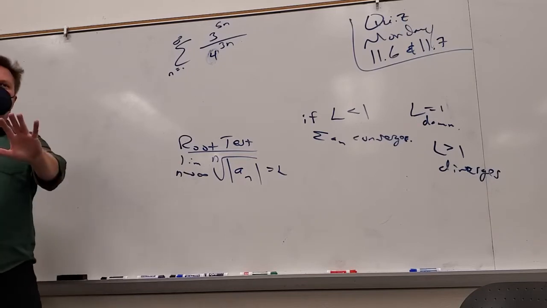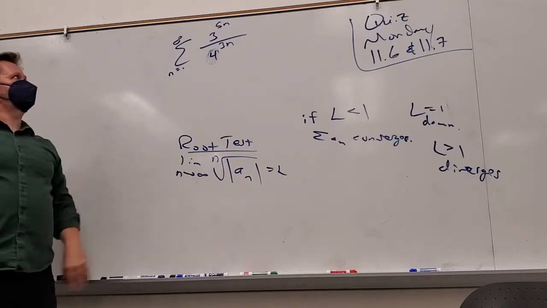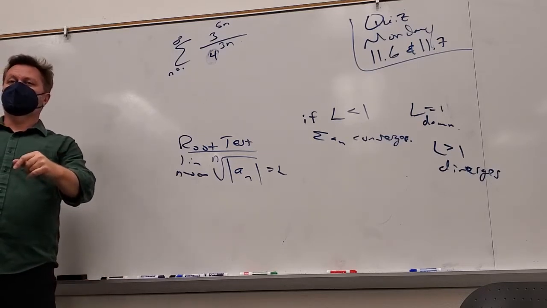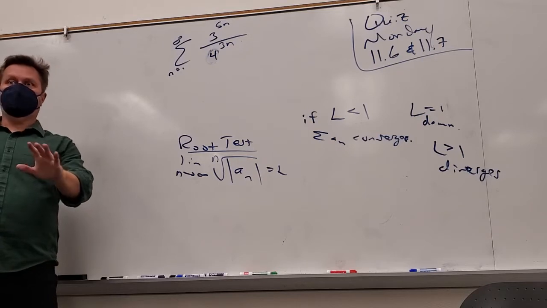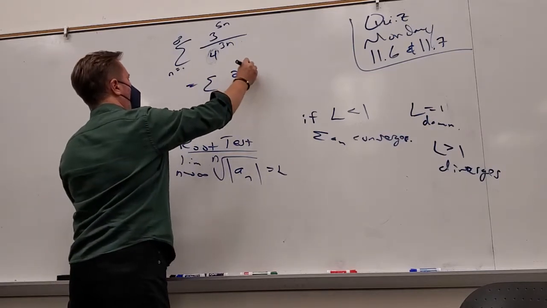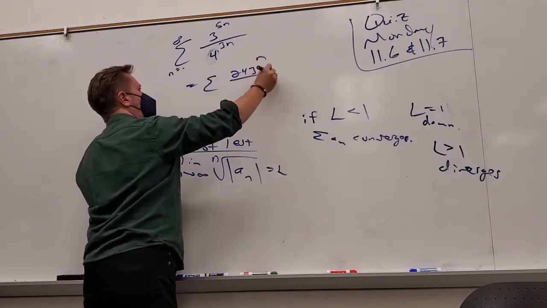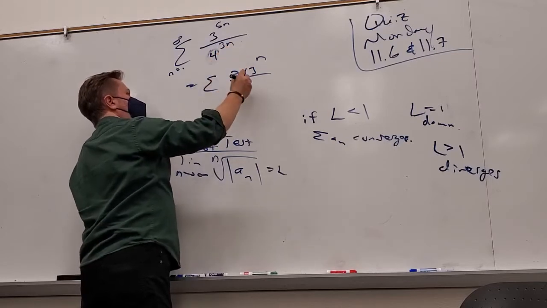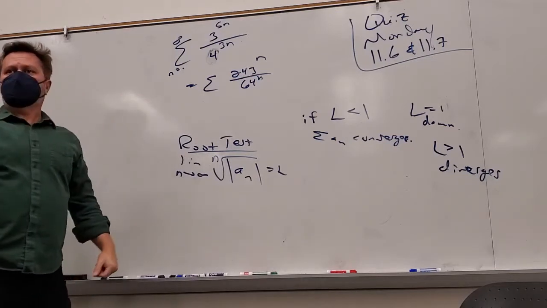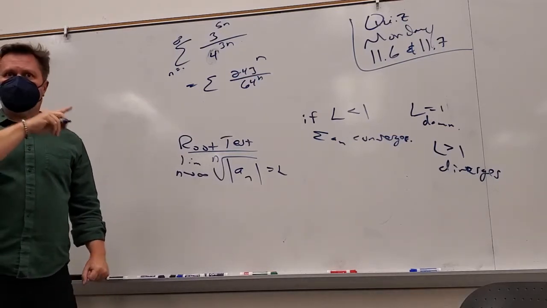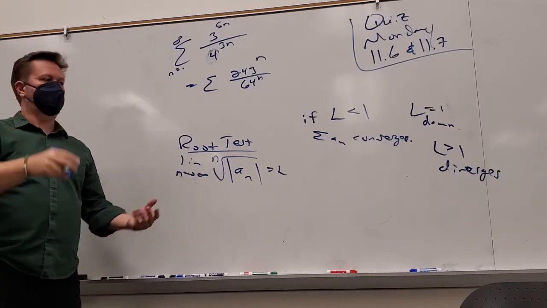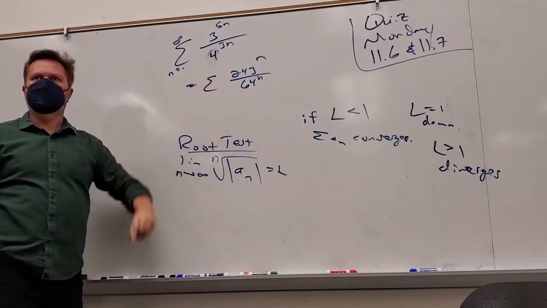What's 3 to the 5th power? What's 3 to the 4th power? 81, and then times 3, 243. So this is actually 243 to the n over 4 cubed, which you don't need the root test for, although it would work, because we have a shortcut for this. This is just straight up geometric, and obviously the r is bigger than 1.